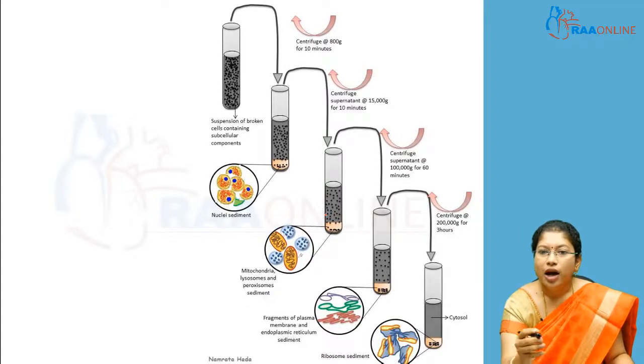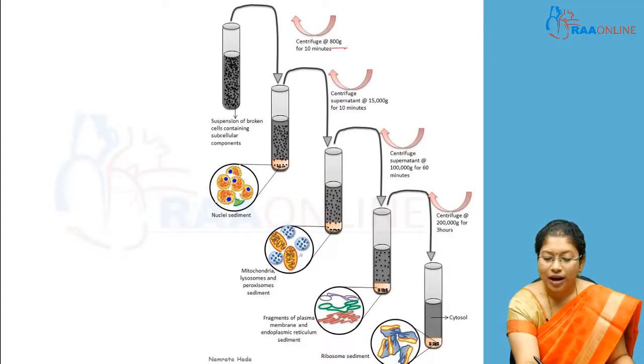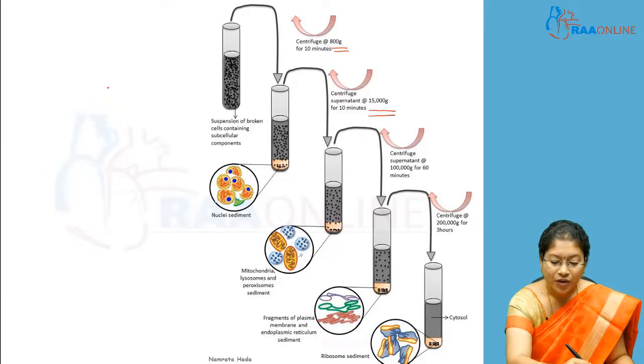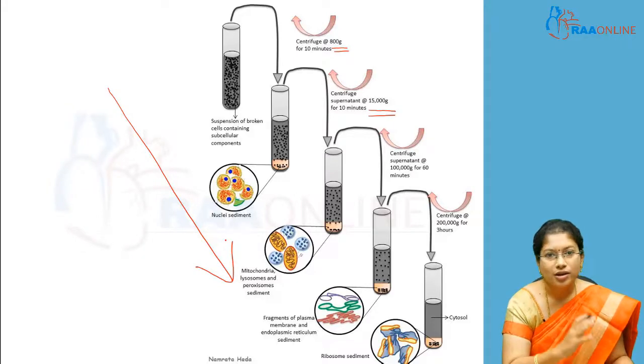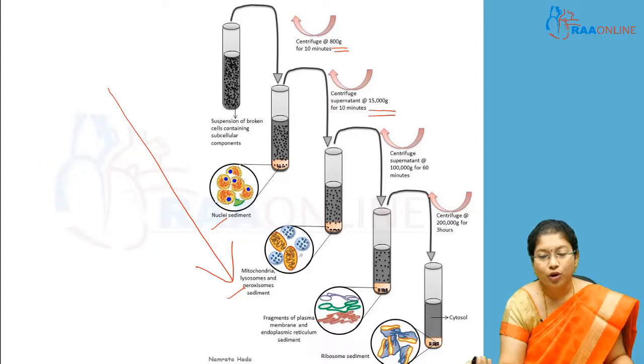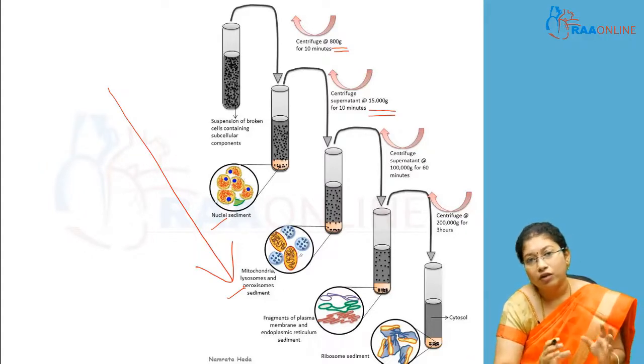So, here at various speeds, see, this is 800 times the gravity, here 15,000 times the gravity. As the speed increases, various organelles are separated, like nuclei, mitochondria, lysosomes, peroxisomes, and all other organelles are separated when the centrifugation is done at various speeds.